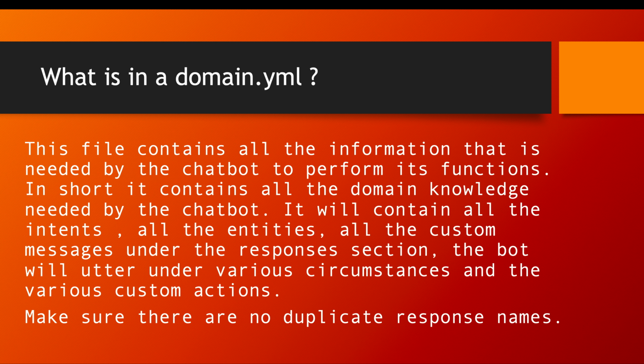Now let's see what is in a domain.yml file. This file contains all the information that is needed by the chatbot to perform its functions. In short, it contains all the domain knowledge needed by the chatbot. It will contain all the intents, all the entities, the custom messages under the responses section that the bot has to utter under various circumstances, and the various custom actions which you want your bot to perform. Just make sure there are no duplicate response names. So in short, this domain.yml file will contain all the information that your bot needs.